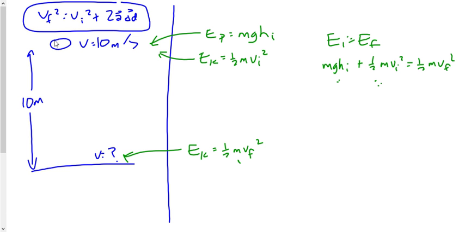Let me show you something. You don't have to write this down if you don't want to. Just a little off to the side kind of thing. What can you do with the masses here? Cancel them out. Appears in every term, right? So now I've got GH initial plus 1/2 mvi squared equals 1/2 vf squared. It's a little bit simpler now, right?